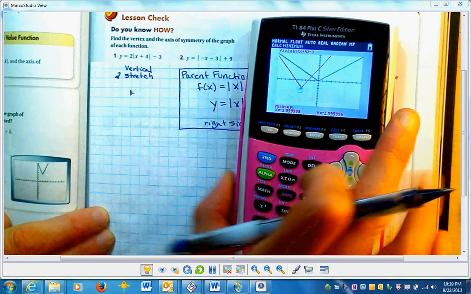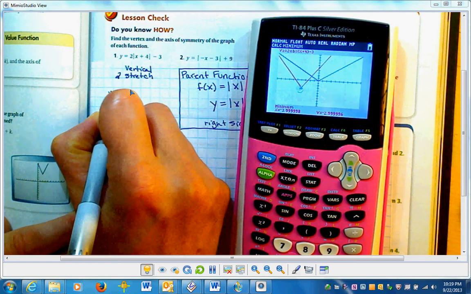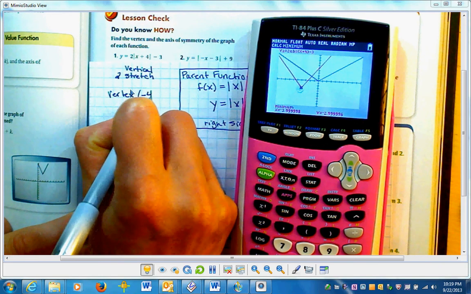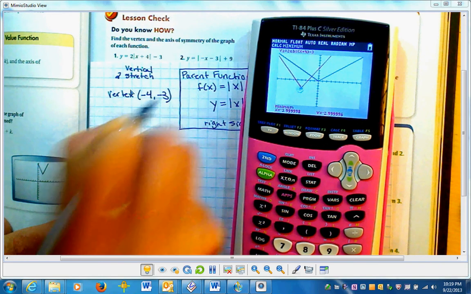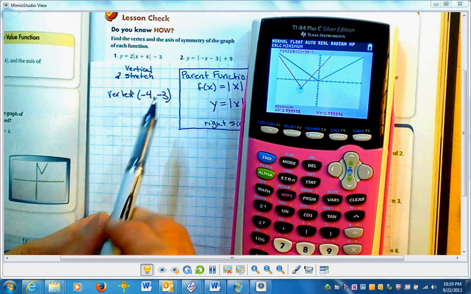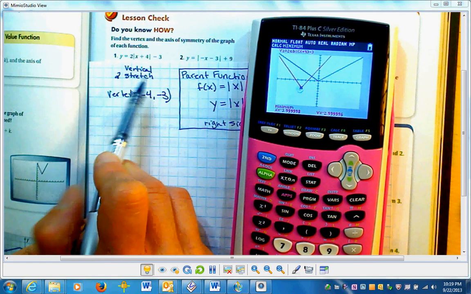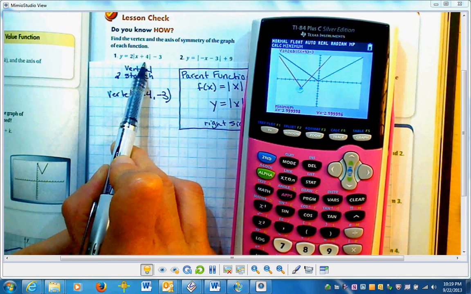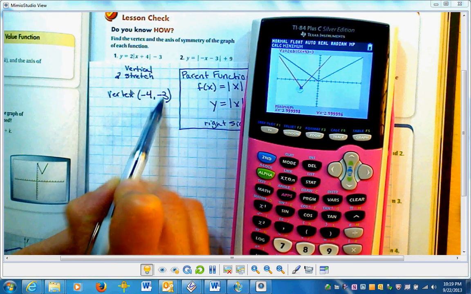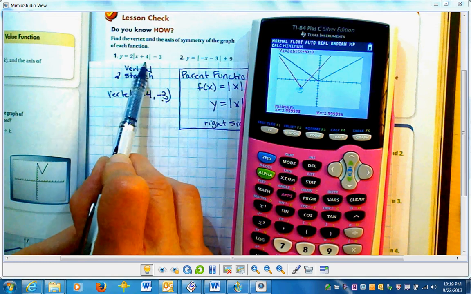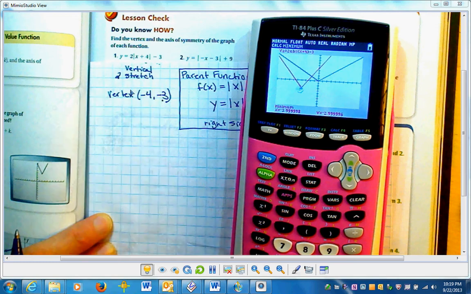So let's write that down. This is my vertex. My vertex is at negative 4, negative 3. Okay, so let's look back up at my equation. Here I have a negative 4, here I have a positive 4. Here I have a negative 3, here I have a negative 3. Perhaps these numbers are telling me my vertex, and in fact they are.